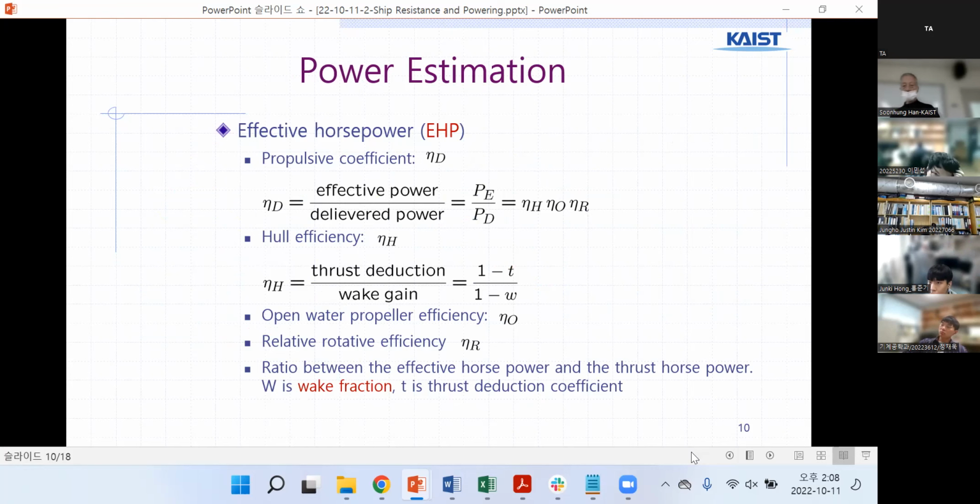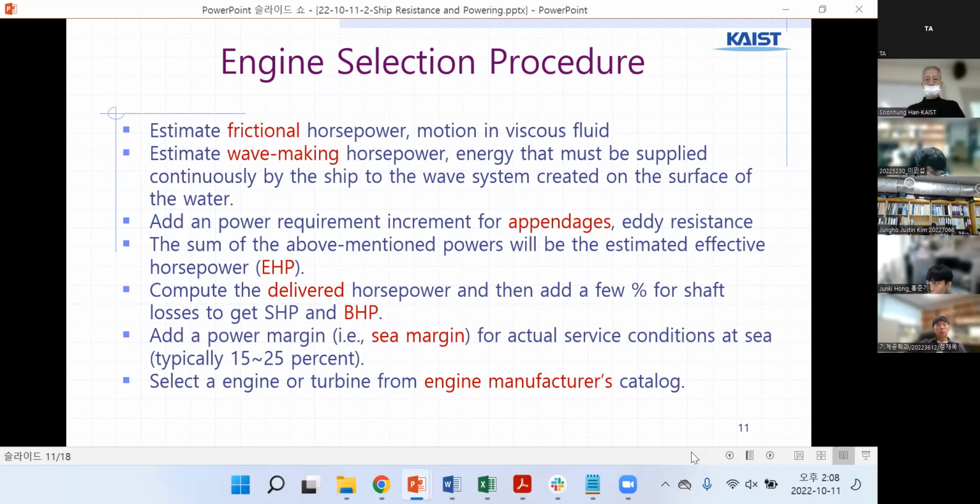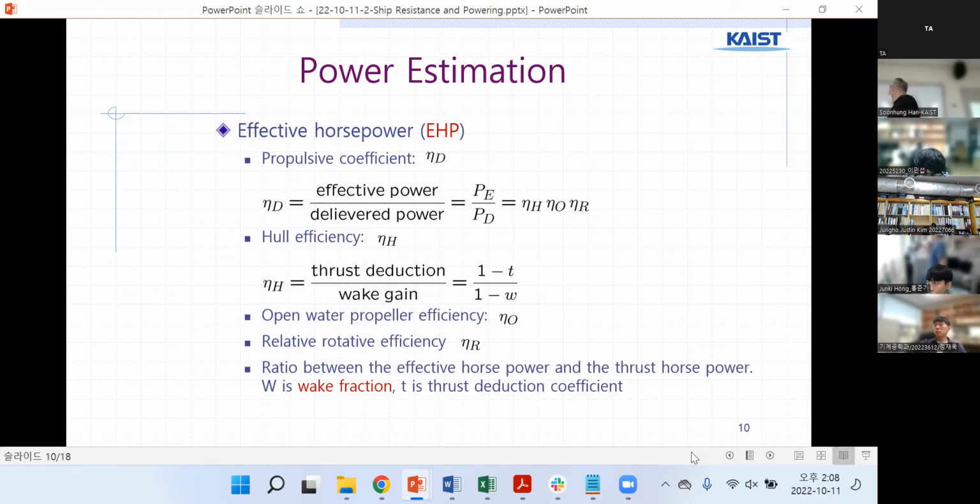Wake, I don't know whether there is a picture. No. Wake looks like this. When you see the ship, behind the ship. The ship looks like this. And there is a shaft, and then the propeller looks like this, right? And the water flow, water is flowing from the front toward the end. The water is flowing this way.